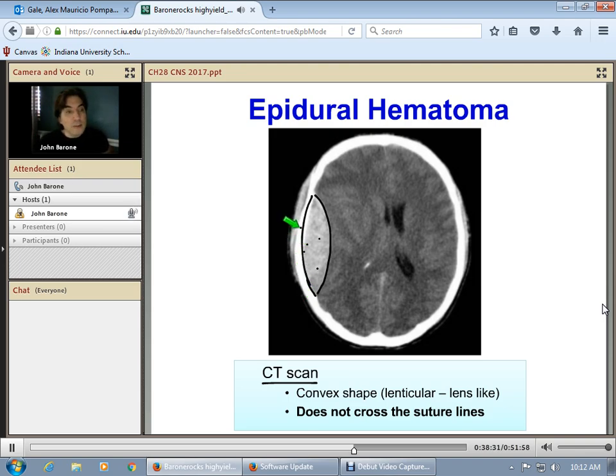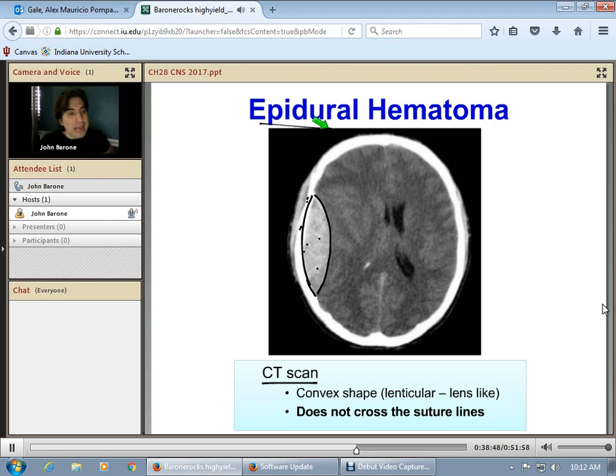Whenever I see a lens, look closer. There's a skull fracture in here. There's a skull fracture somewhere in here. Oh, it looks like it might be here, a depressed skull fracture. So whenever you see a lens, look closer for a skull fracture, because this represents an epidural.